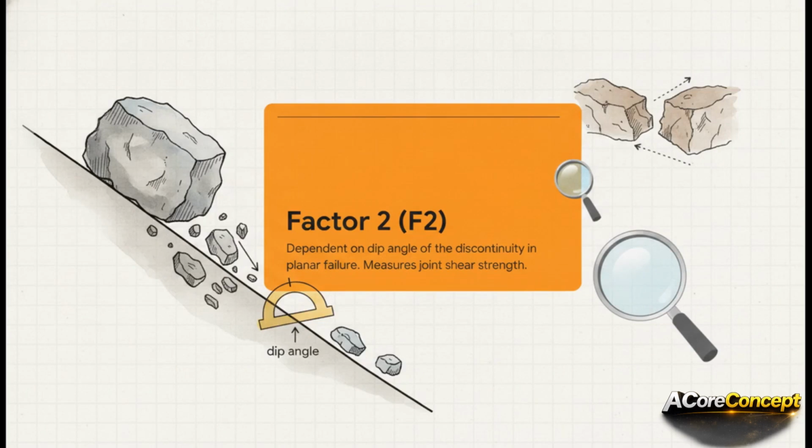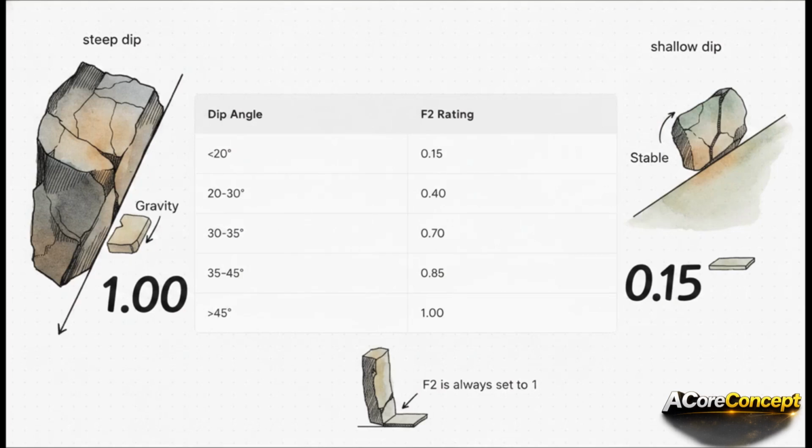Let's move to F2. If F1 was alignment, F2 is all about the steepness of the ramp the rock might slide down. It measures the dip angle of the discontinuity, basically giving us the probability of joint shear strength in a planar failure. If that internal joint dips steeply at over 45 degrees, gravity easily takes the wheel, and we get a very unfavorable 1.00 multiplier.